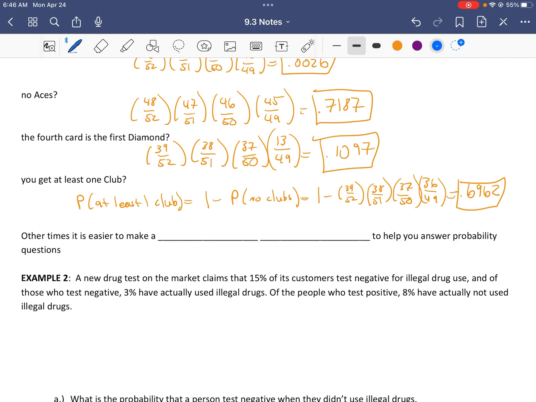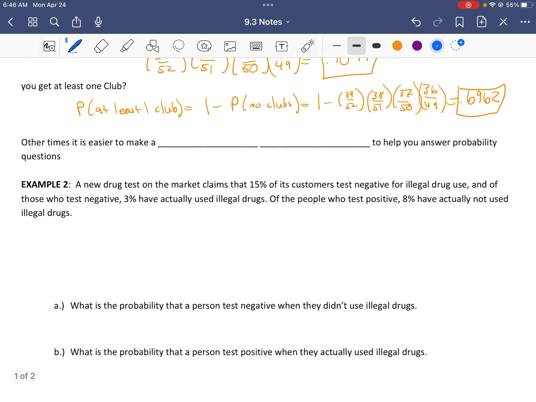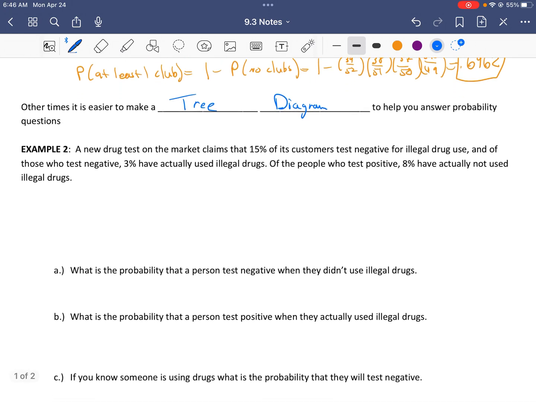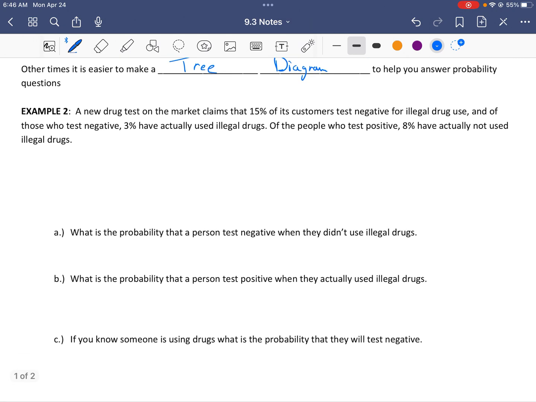Other times it's easier to make a tree diagram to help answer probability questions. So here's an example. It says a new drug test on the market claims that 15% of its customers test negative for illegal drug use, and of those who test negative, 3% have actually used illegal drugs. Of the people who test positive, 8% have actually not used illegal drugs.